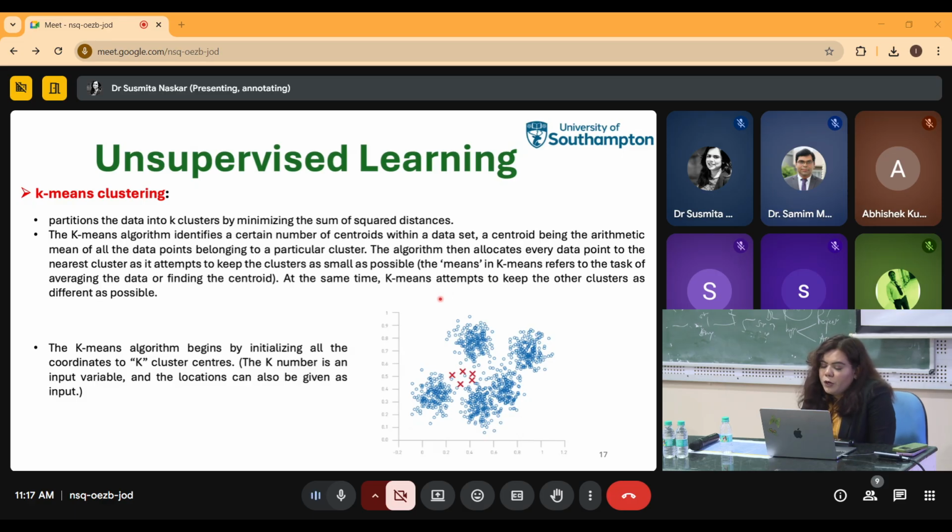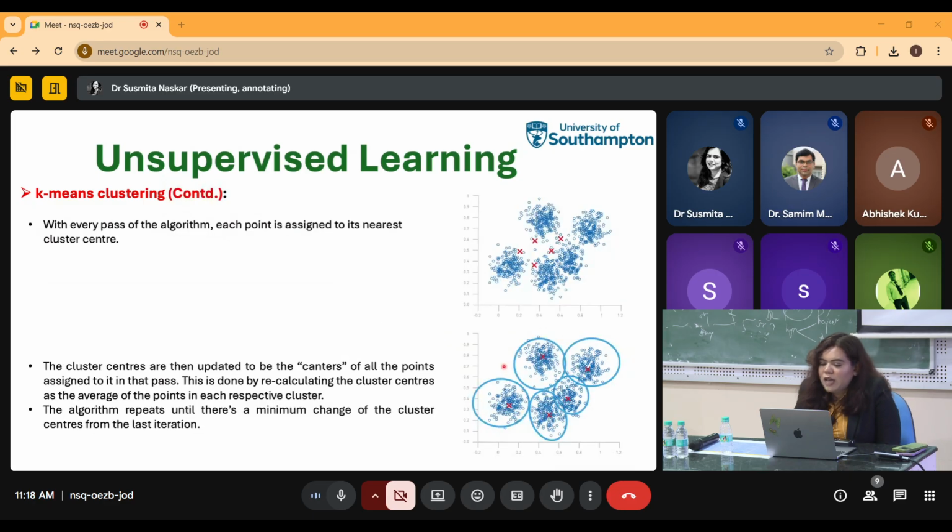If you look at this diagram here, the blue dots represent the data points and the red crosses the cluster centroids. The algorithm tries to arrange things in such a way that each of these clusters is as compact as possible and separated from each other, okay? So in short, k-means is a simple but very powerful way to discover natural groupings in unlabeled data.